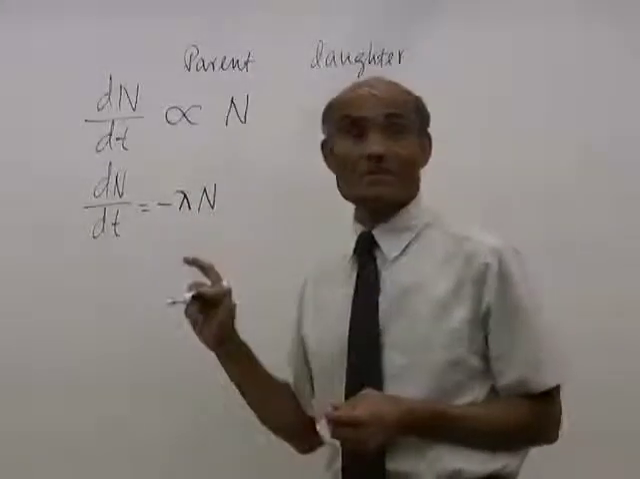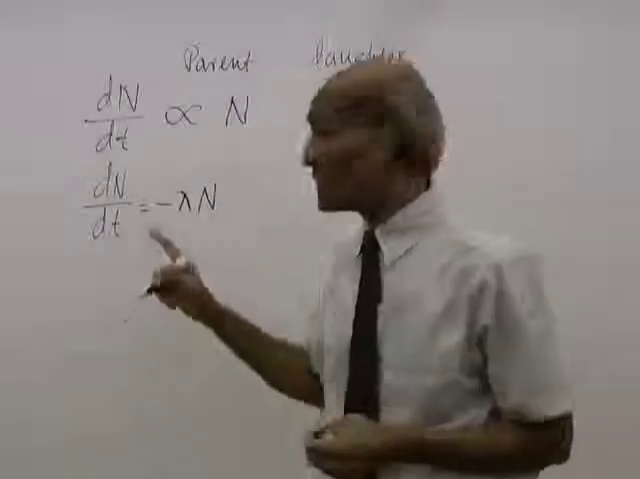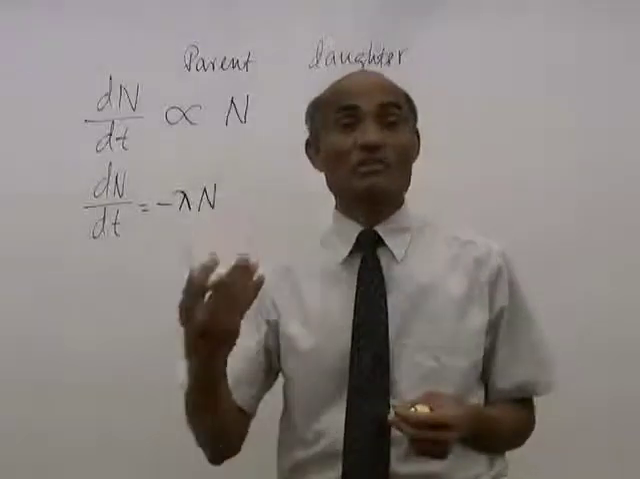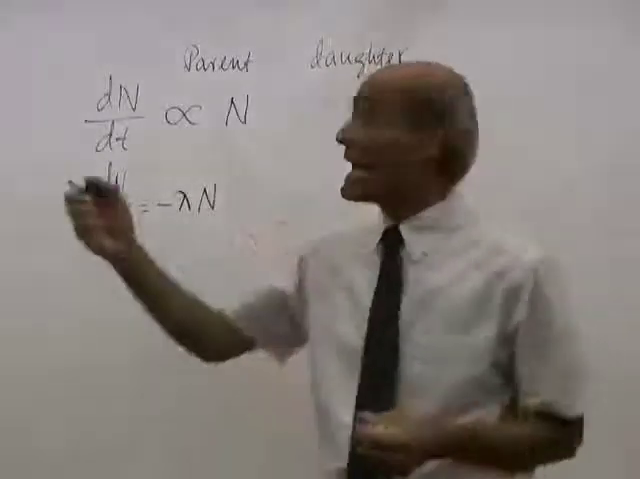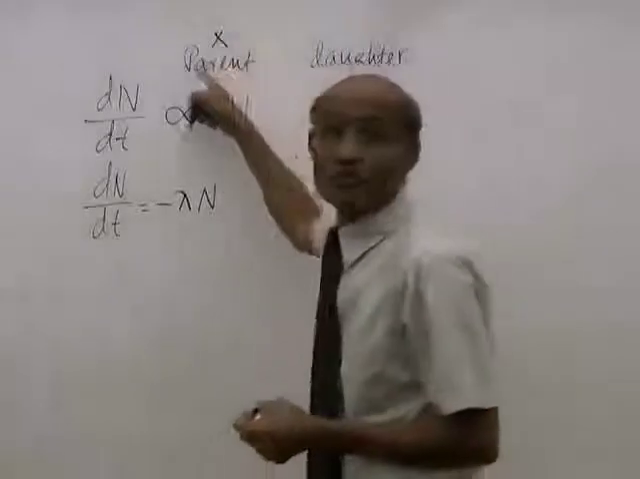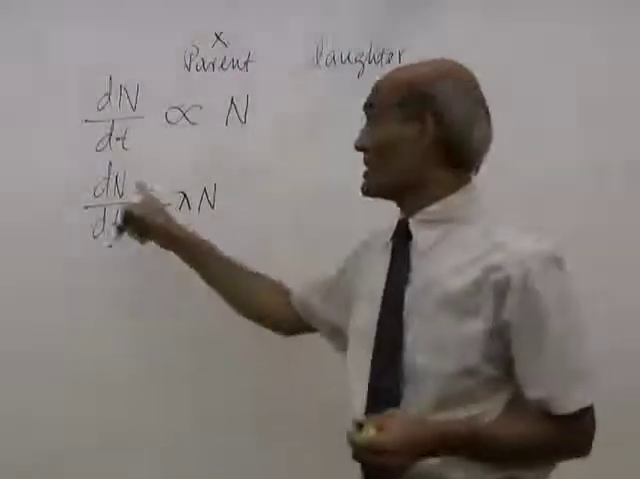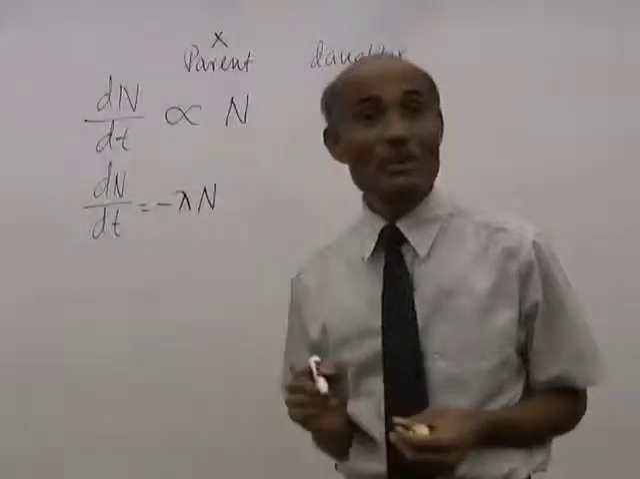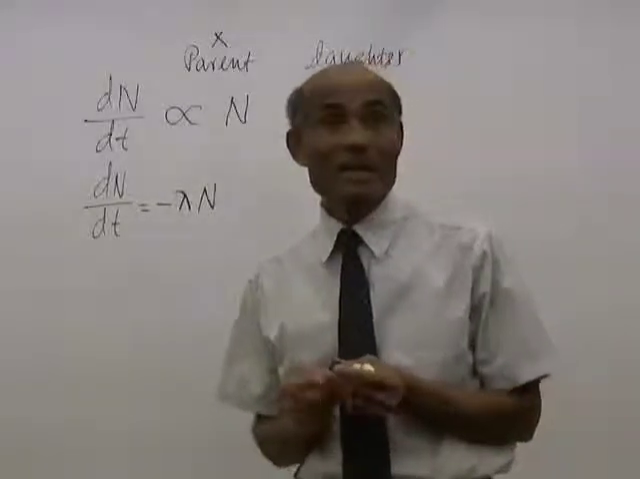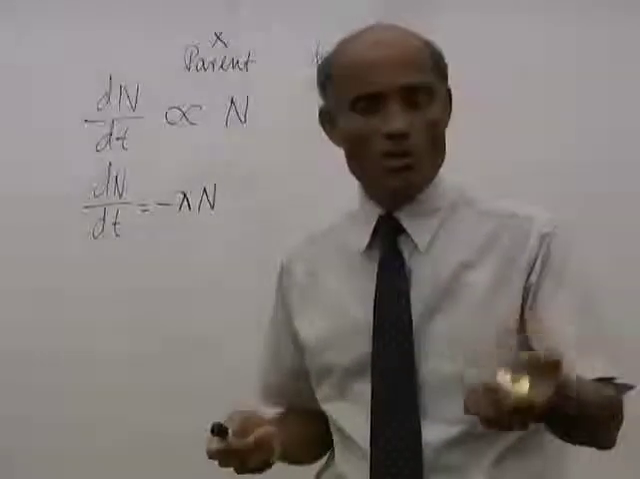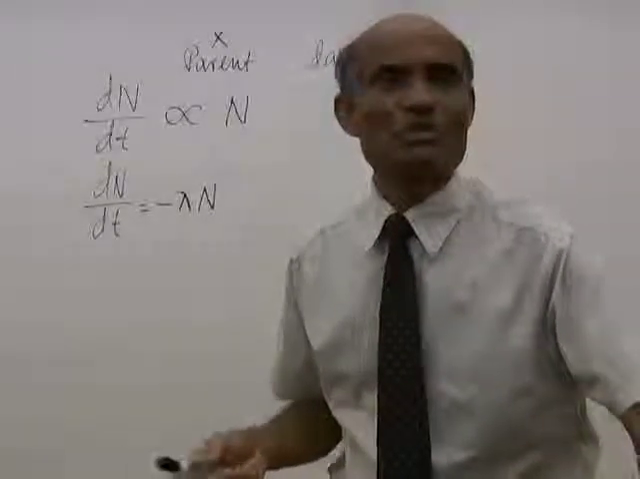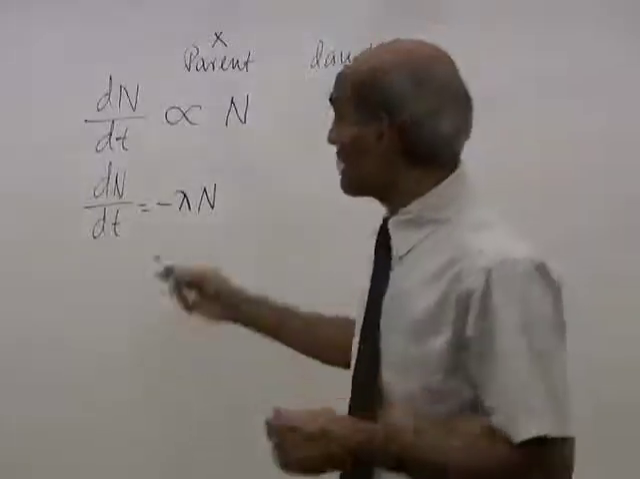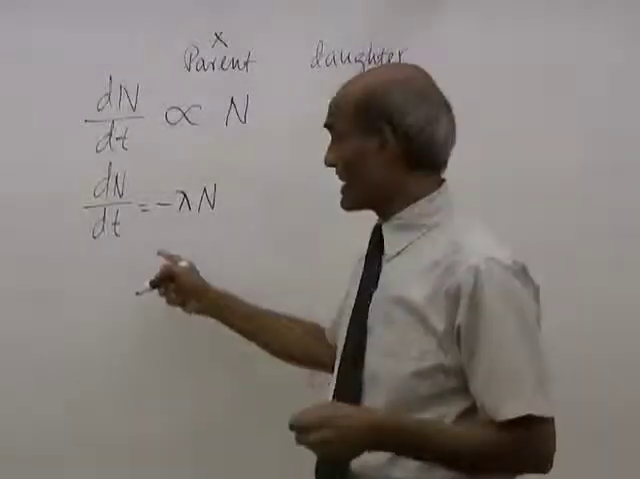Why is the negative sign? Negative sign because as time goes on, this n will decrease. The number of originally present atoms of X will decrease. So dn by dt is negative lambda n. Now this is a differential equation. If you have done a course in differential equation, or you don't really have to do a course in differential equation to solve this. Your calculus 2 will allow you to solve this. Even calculus 1 will allow you to solve this.